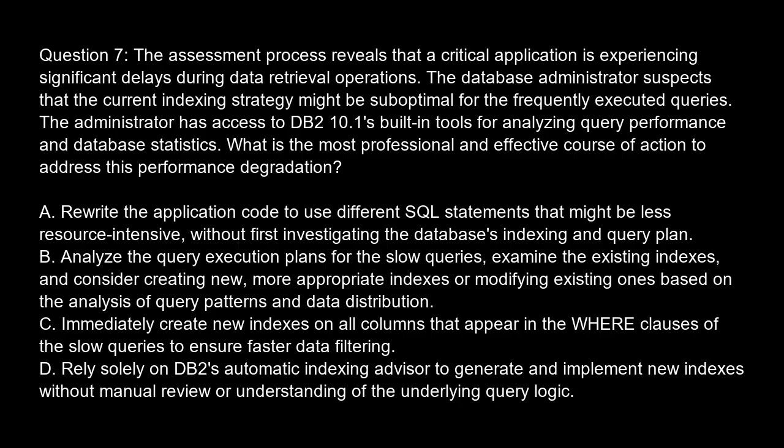Option B. Analyze the query execution plans for the slow queries, examine the existing indexes, and consider creating new, more appropriate indexes or modifying existing ones based on the analysis of query patterns and data distribution. Option C. Immediately create new indexes on all columns that appear in the WHERE clauses of the slow queries to ensure faster data filtering. Option D. Rely solely on the DB2 Automatic Indexing Advisor to generate and implement new indexes without manual review or understanding of the underlying query logic.